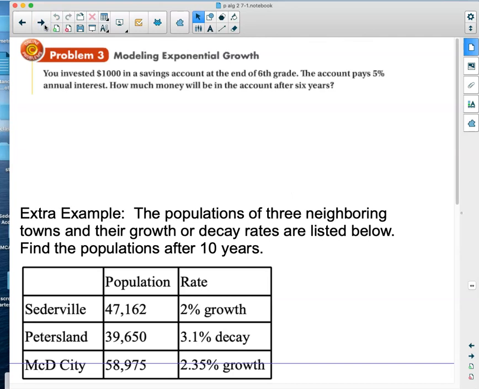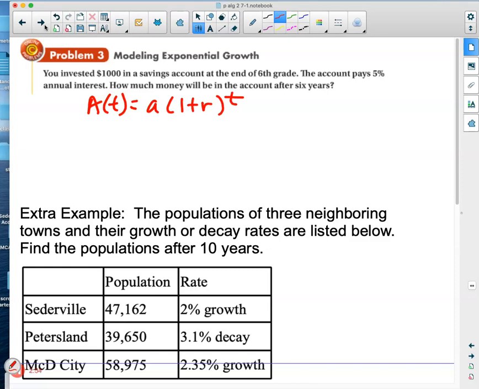Thank you. So, example 3 says, you invested $1,000 in a savings account at the end of 6th grade. The account pays 5% annual interest. How much money will be in the account after 6 years? So the hope is I put the money in and I make more money. So I want to pick the formula that had the plus in it. That's the one I want, because I'm hoping to have more money when I'm done. And the initial amount goes in for lowercase a.